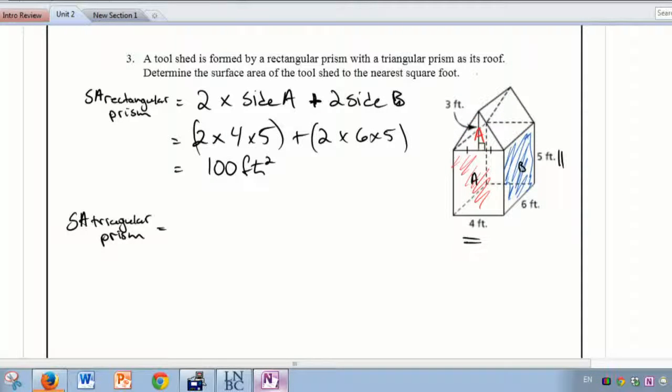And then I have the 2 sides of my roof. If you think about it in terms of a roof, I have a B on one side and a B on the other side. So I have 2 times the triangle, and then to that I'm going to add 2 times the rectangle.